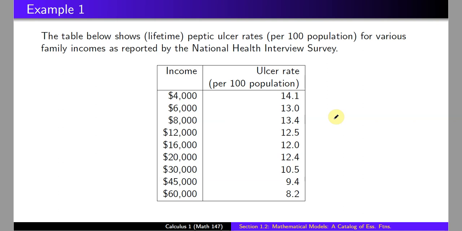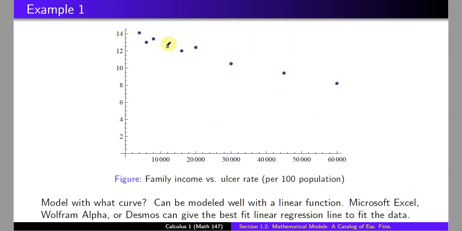Okay, so let's circle back around and touch on the examples that we used to motivate this section. We're looking at the relationship between the family income and the ulcer rate. You can go ahead and do a scatter plot of the data, and here's what you get. The question we might ask is, how would we model this? What curve would we use to model this of the curves that we've talked about? Well, it makes a lot of sense that it can be modeled with a linear function because it just looks like a straight line would nicely fit in here.